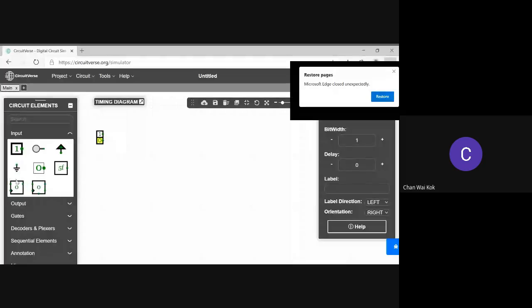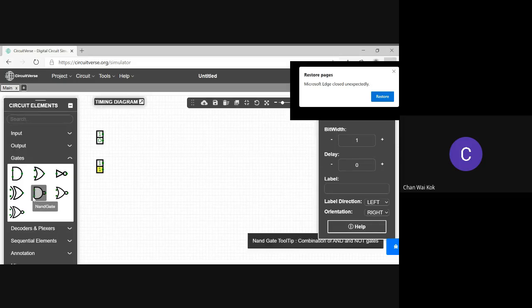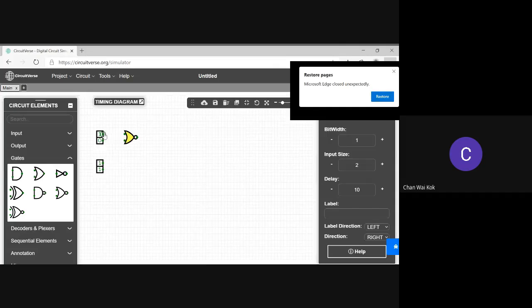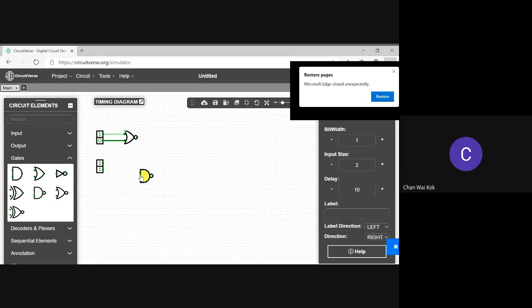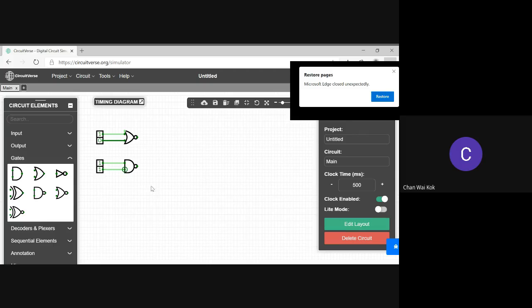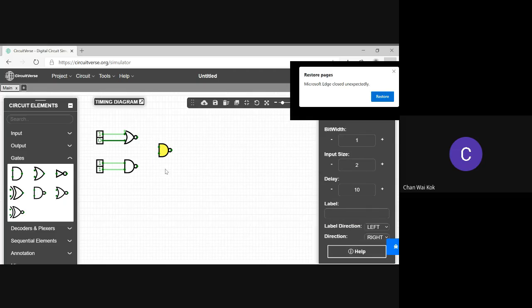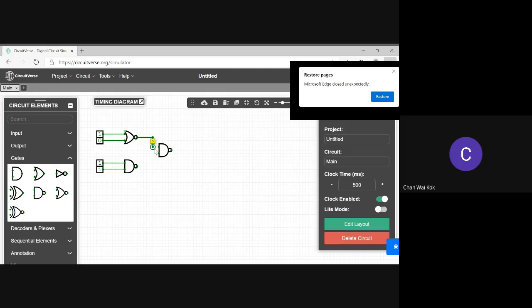Okay, wait, I'm going to share the window. Okay, so then put another input here, another input here. Okay, so the gates. First you have a NOR gate here. Then you have a NAND gate. Then over here you also have a NAND gate. Okay, then you connect. And then the output is here.